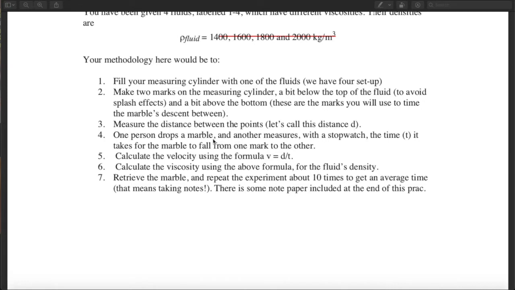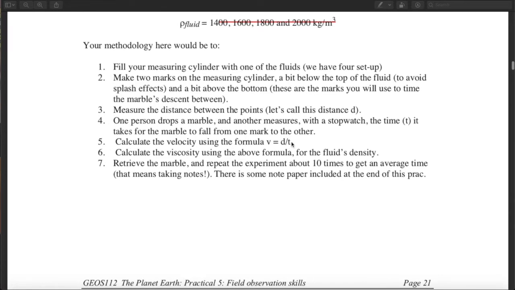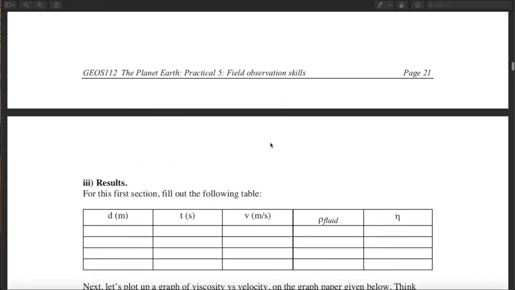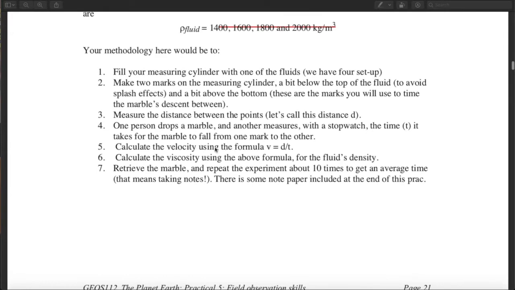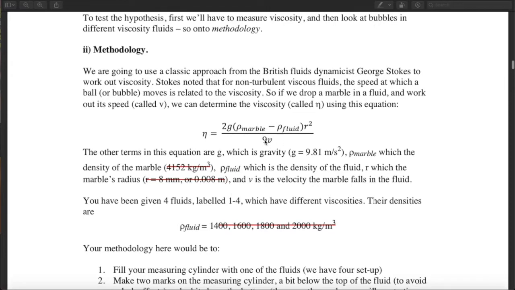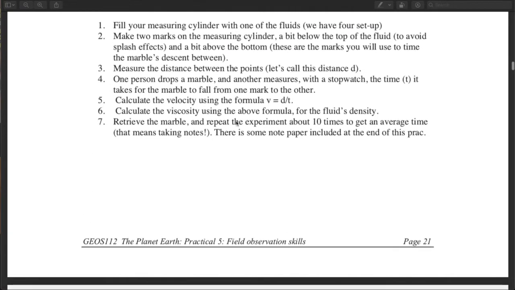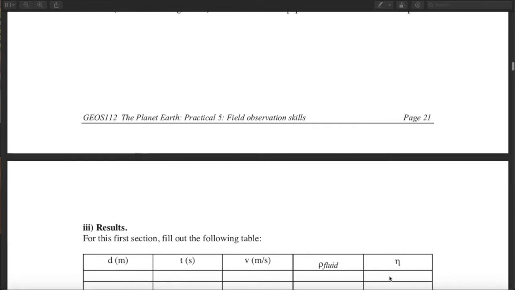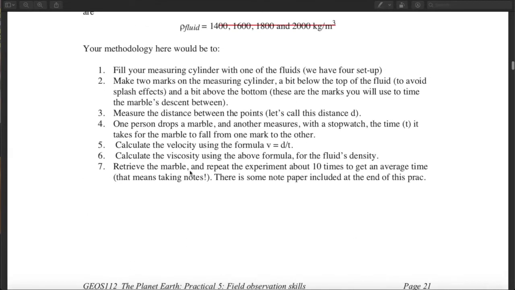Then someone drops a marble in the fluid and someone else will measure it. So normally we do this in the lab with a stopwatch and a ruler. You're going to have the video at this time, and I'll be embedding a stopwatch in the video so you can measure the exact time of descent. The fifth step would then be using that time of descent and the distance to calculate the velocity, and we'll do it in a table just here. And then once we've got the velocity, we can use the viscosity formula here. We have all this information and we can calculate the viscosity, and that would go in this column here. Now, a key point here I note is we want to repeat this.